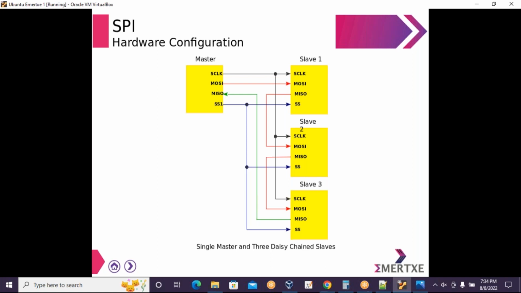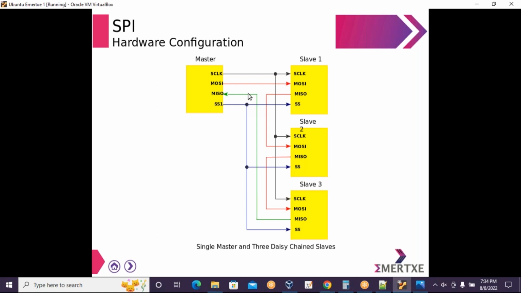MOSI of the master is being connected to MOSI of slave 1. Then if you can notice, MOSI is going to get connected to slave 1, but what about MISO? MISO of slave 1 is being connected to MOSI of slave 2. MISO of slave 2 is being connected to MOSI of slave 3, and then MISO of slave 3 is being connected back to the master. So don't you think between the master and the slaves there is a cascade connection?